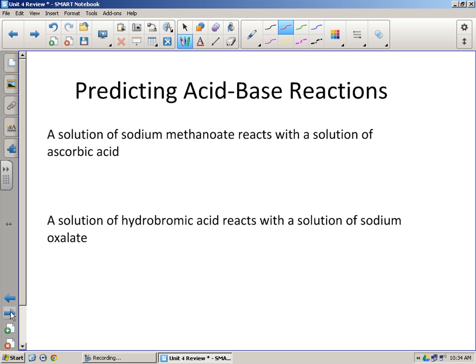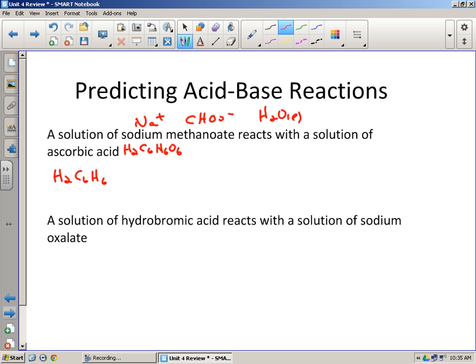Predicting acid-base reactions. So we have some sodium, Na+, methanoate, which is CHOO-, and ascorbic acid. Ascorbic acid, of course, is H2C6H6O6. And of course, yes, there's some water with that as well. But the strongest acid is the ascorbic acid. The strongest base you'll find is the methanoate. So we're going to react those two together.